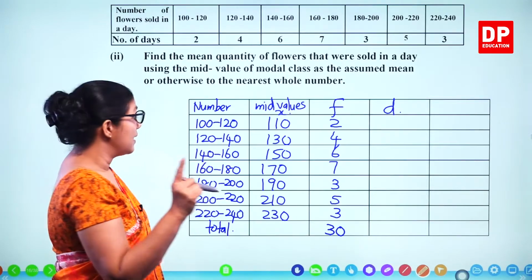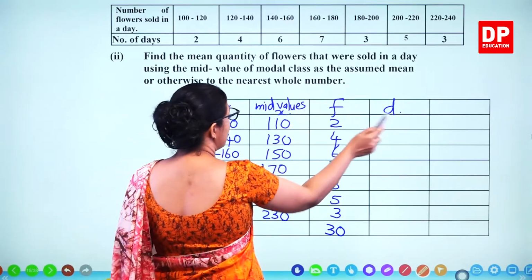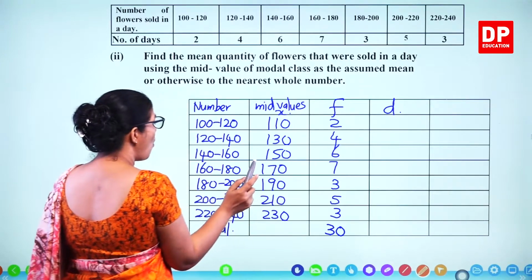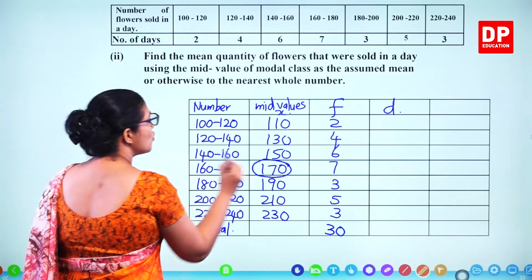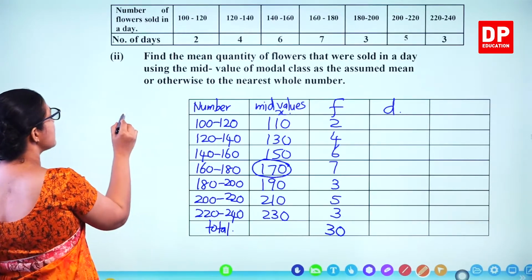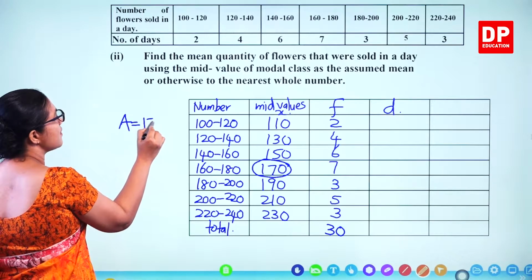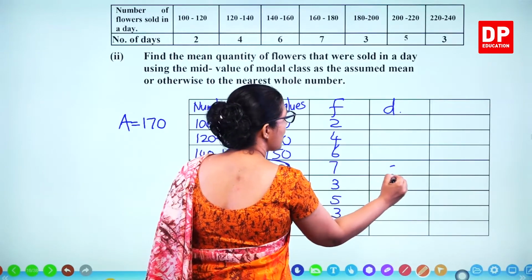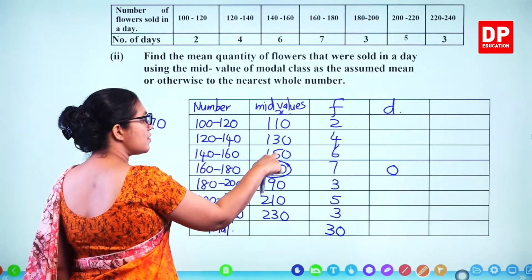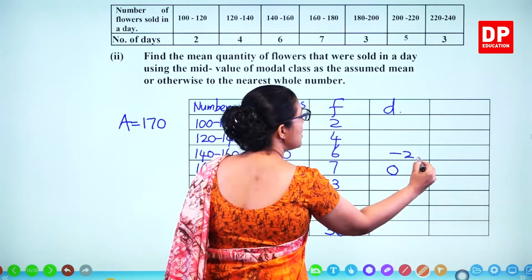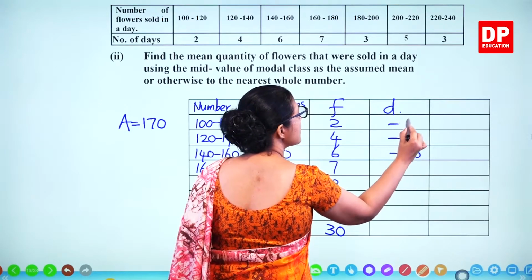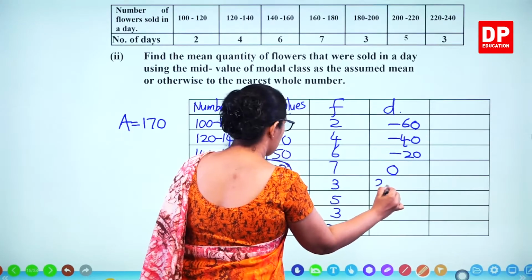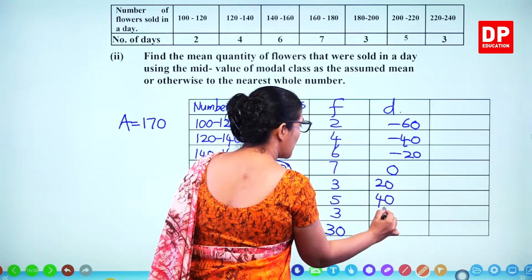So it says take the mid value of the modal class as the assumed mean. So that's 170. So A is 170. Now we'll calculate the deviation. So this becomes 0. So the difference is 20. Minus 20, minus 40, minus 60. So this is 20, 40, 60 this way.